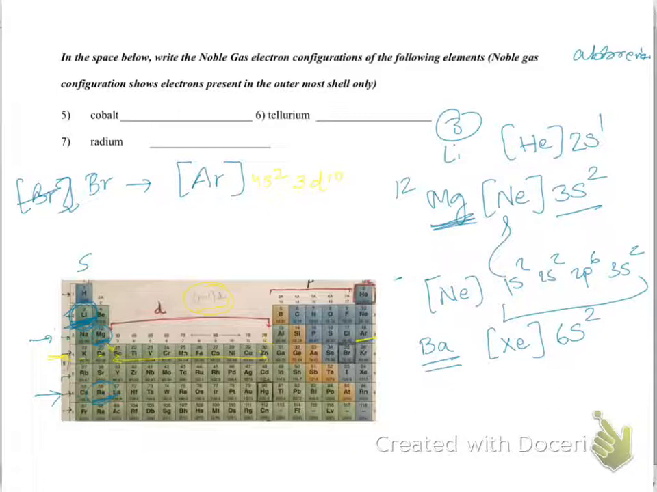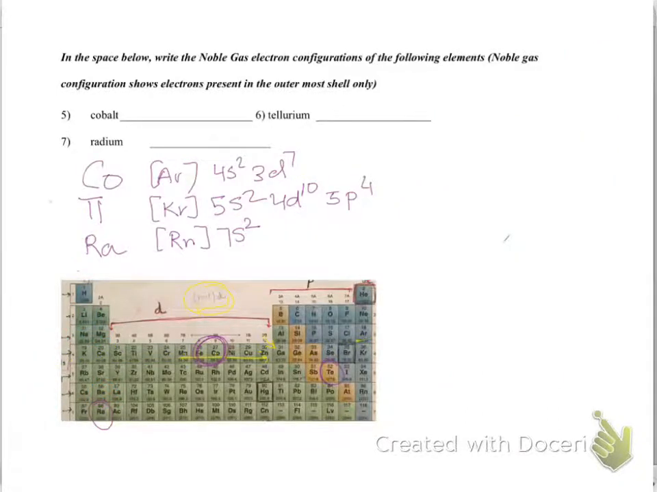And now you are entering P again, so it will be 1, 2, 3, 4, 5. With P, your number will stay the same: 4p5. So let's try these ones. I'm going to pause the video and you try these, and then we're going to discuss them. Alright, so here are the cobalt, tellurium and radium electronic configurations. Please match them with your answers and let me know if you have any questions.